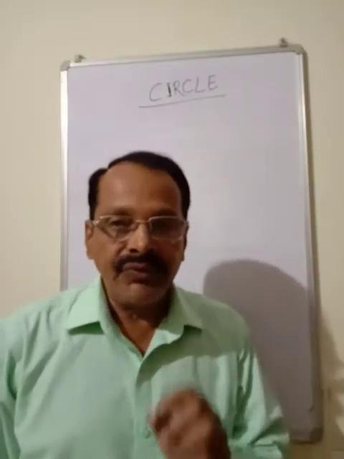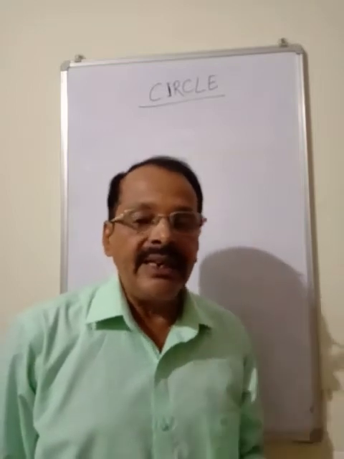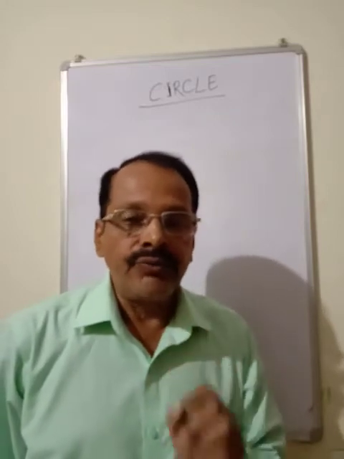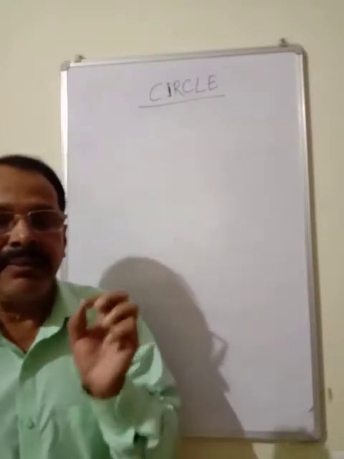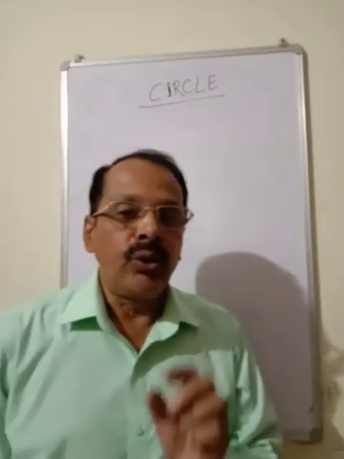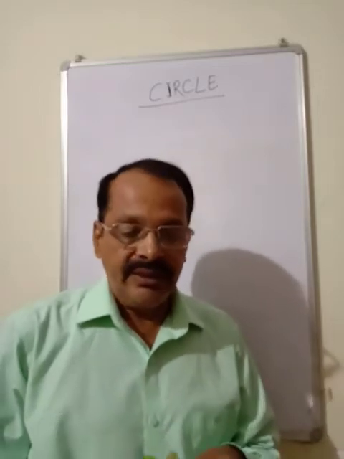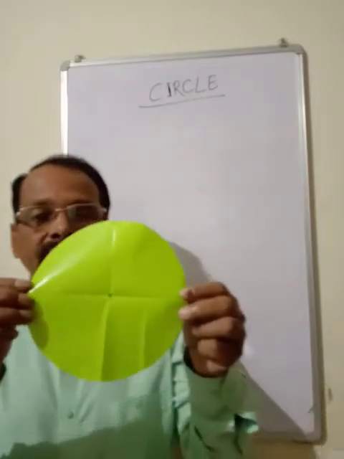Now what is a closed figure? A figure which starts and ends at the same point is called a closed figure. So a circle is a closed curved figure. This is the circle. This is a full circle.